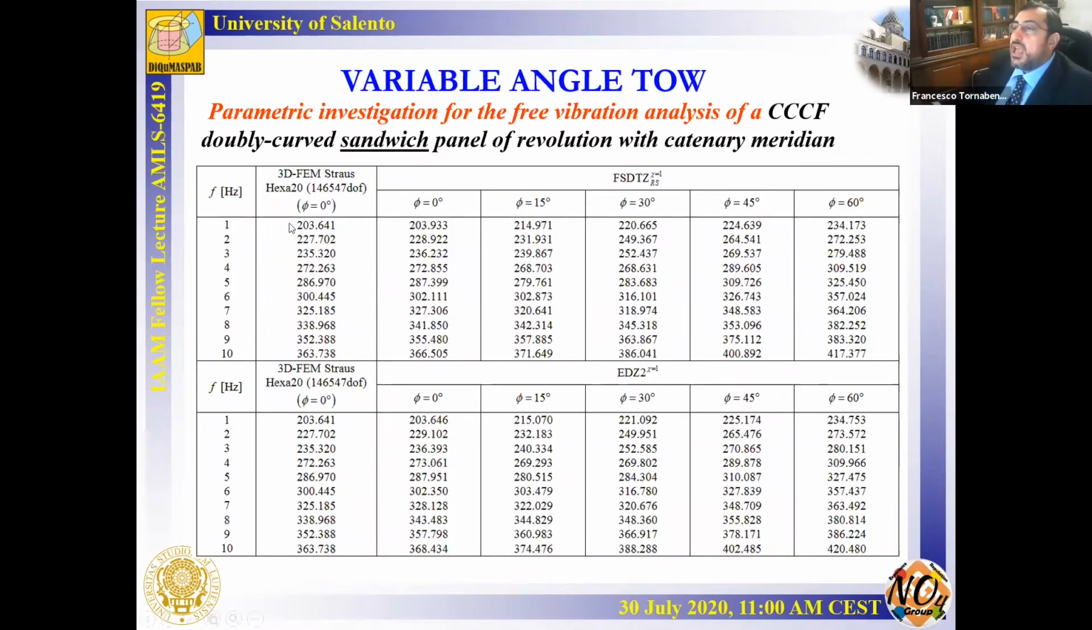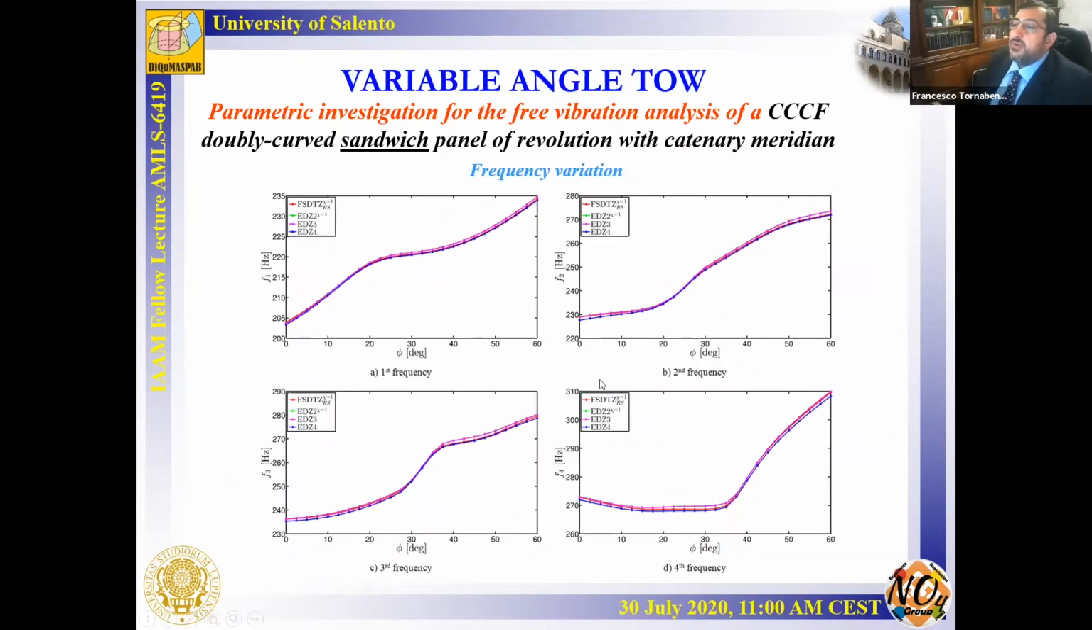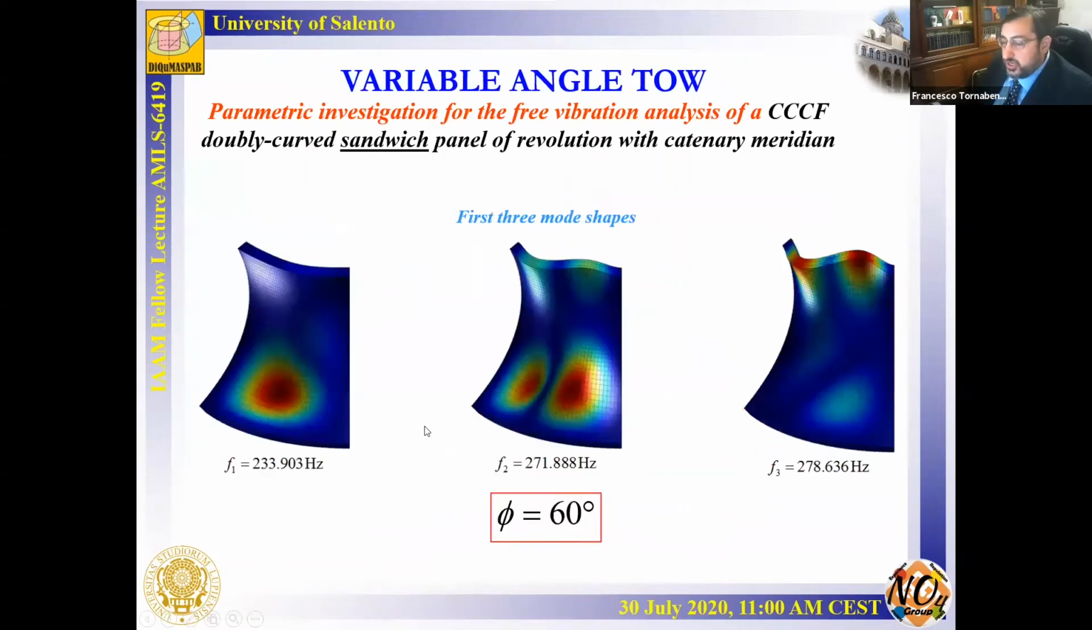In particular, when we consider phi equal to 0, we have the classical laminated composite shell, and here we can see, by changing this parameter and changing the theories, the sensitivity of the structures to this kind of variation of the fiber inside each laminate of the shells. And here I reported this variation versus the parameter phi for the first 4 frequencies of the structures using different kinds of theories. And here I reported the first 3 mode shapes for these structures.